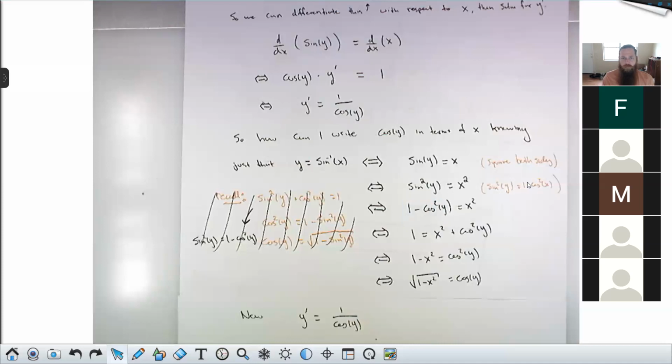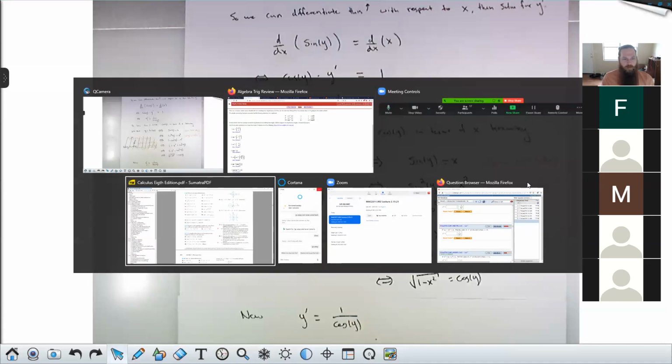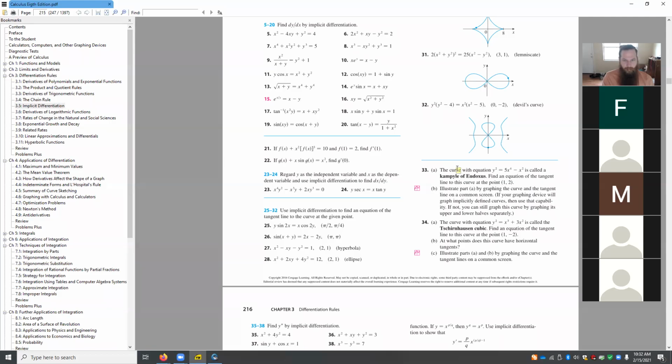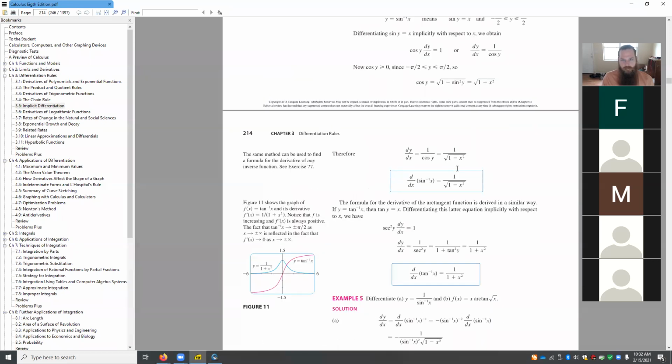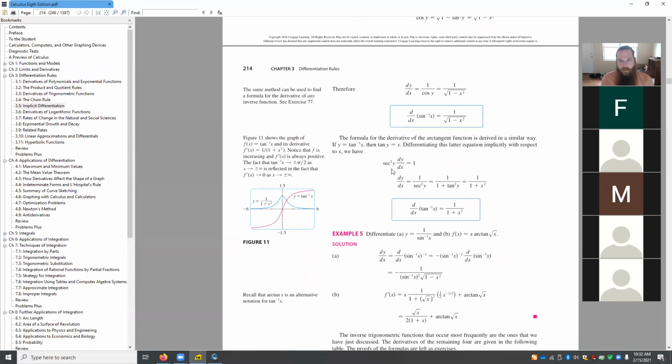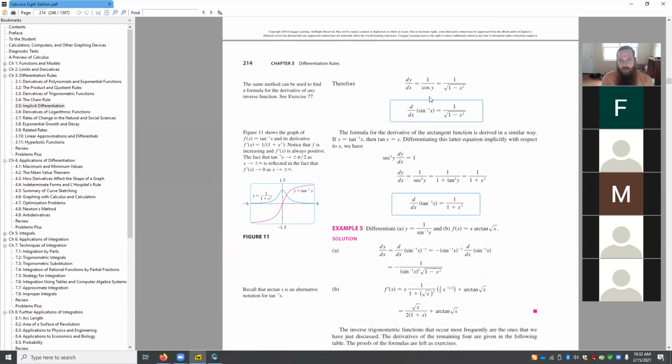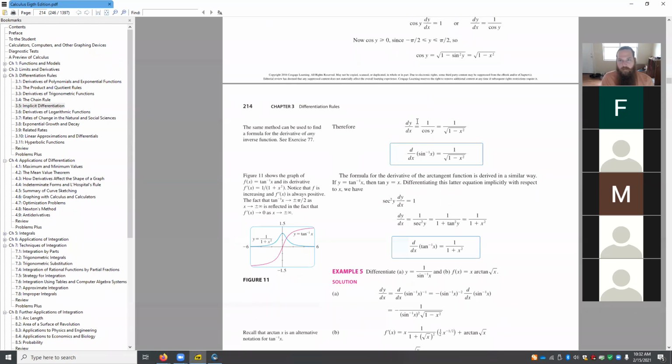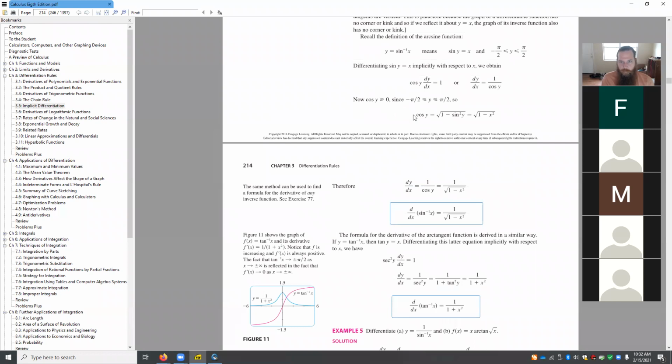Your textbook might do this a little bit differently. We can take a look at the way your textbook does it. No, they don't even justify it. They just say, here's what it is. They just straight up say cos y is the square root of 1 minus sine squared y, which is true. It is the square root of 1 minus x squared. They're not wrong, but there's not a lot of explanation there. But same thing.